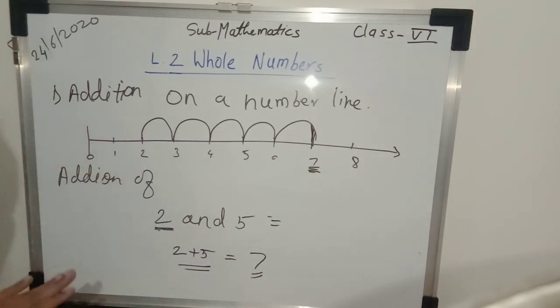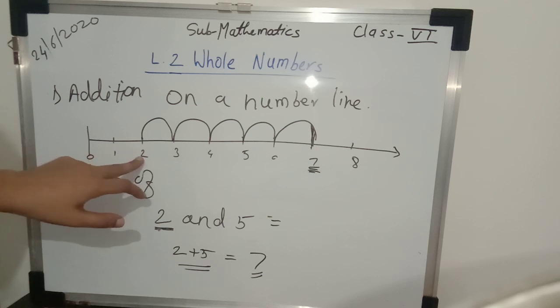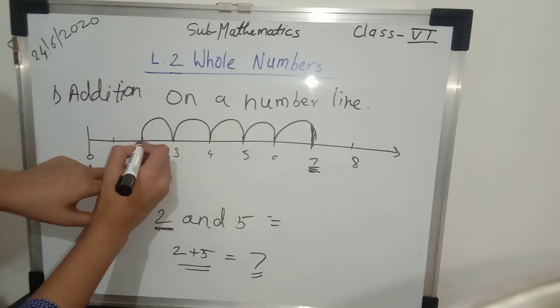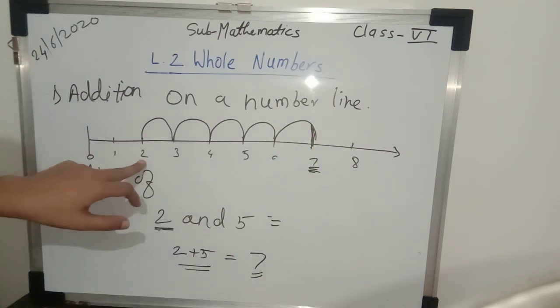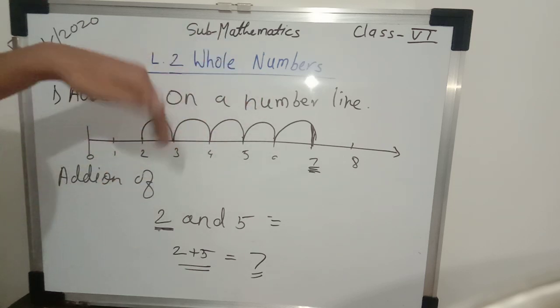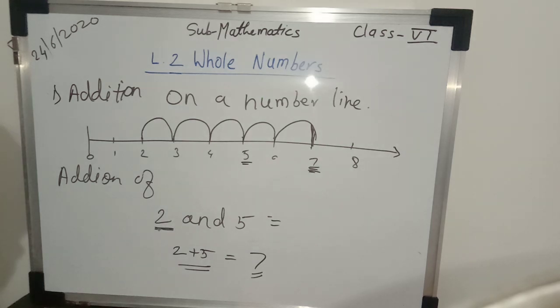Whenever you are adding, whichever first number is given, you have to start with that number, and whichever number you are going to add, you have to move that many steps from the first number to get the answer. So here we made 5 jumps to get the answer. In this way we can show the addition of different whole numbers. Now let's see how to do the subtraction of whole numbers on the number line.